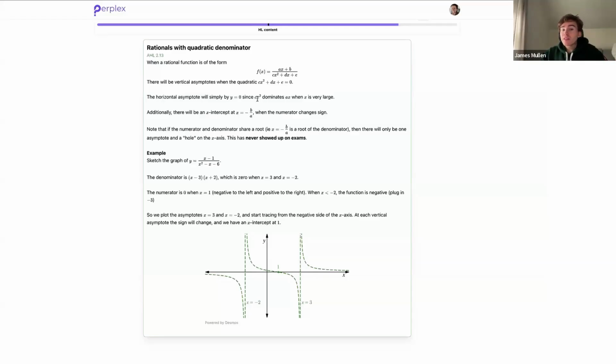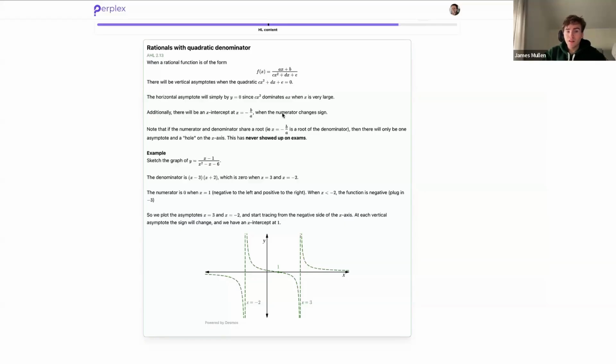Now, what happens horizontally? Because x squared is a higher power than x, when x gets very big, cx squared is going to dominate over ax. So if I let x equal 1,000,000, I'm going to have a times 1,000,000 plus a small number b, divided by c times 1,000,000 squared, and 1,000,000 squared is much, much bigger than 1,000,000. Therefore you're going to have a horizontal asymptote at y equals 0, because the x squared is more important. Also, there's going to be an x-intercept at x equals negative b over a, which is when the numerator is 0 and it changes sign.